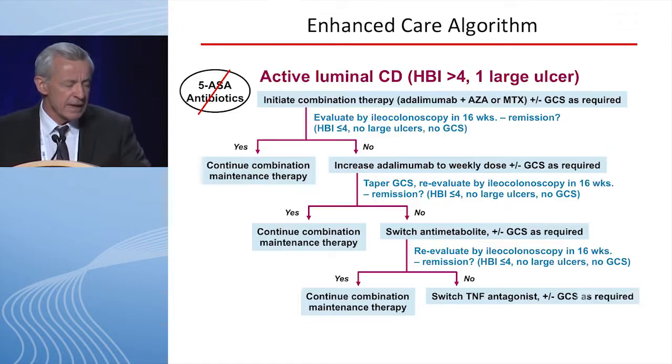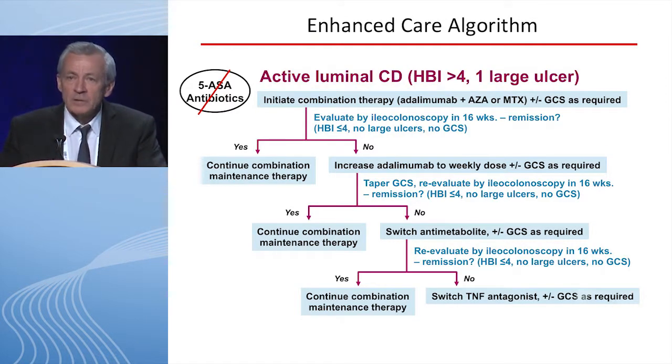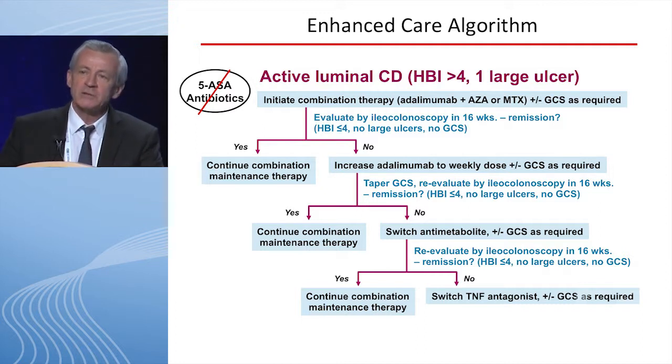In the enhanced care algorithm, basically, the treatment of the patient will be guided by endoscopy, meaning that following the initiation of combo therapy, if there is no endoscopic improvement, then the patient will be stepped up. So in one arm, the patient will be stepped up just on clinical symptoms. In the other arm, the patient will be stepped up on endoscopy. And I think this is the question to be answered.